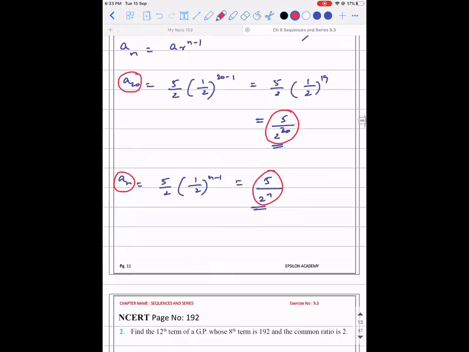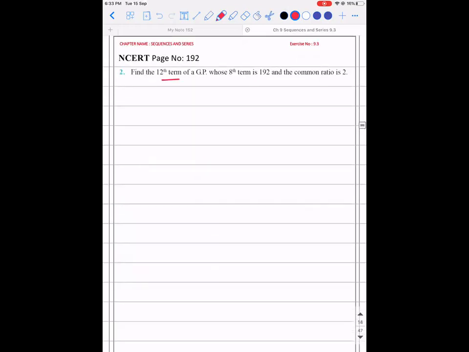So moving on to the next question. Find the 12th term of a GP whose 8th term is 192 and the common ratio is 2. How to solve this? Given A r power 7 is equal to 192 and r is 2, which implies A into 2 power 7 is 192. So 2 power 7 is how much? 128. A into 128 is equal to 192. So are they divisible? What is the value of A then?